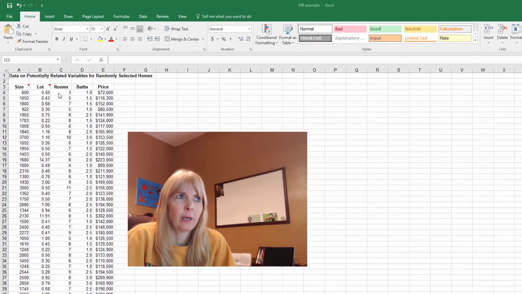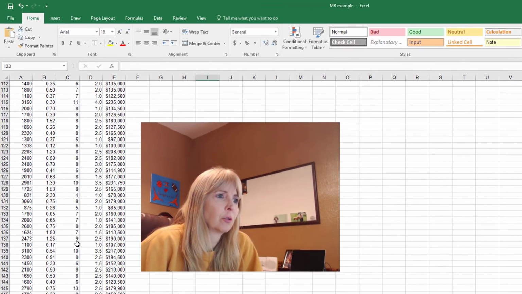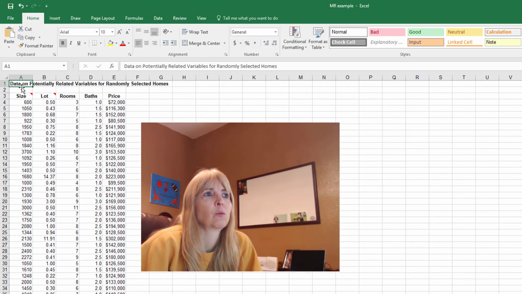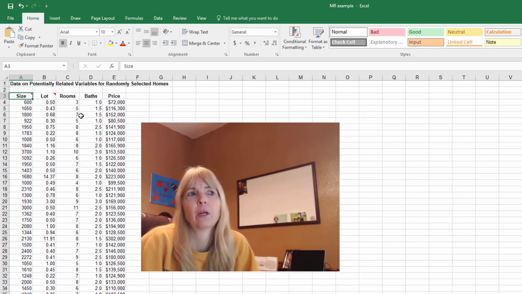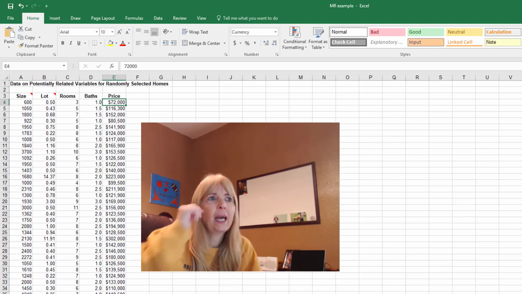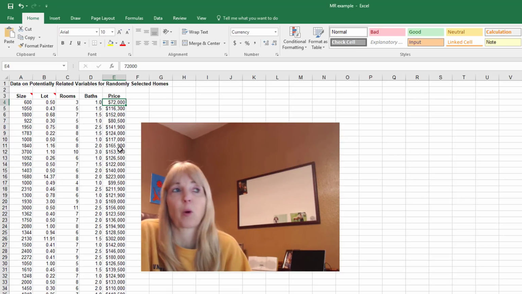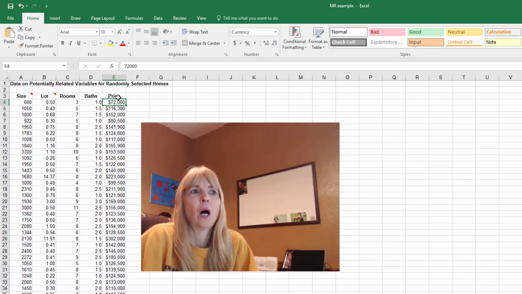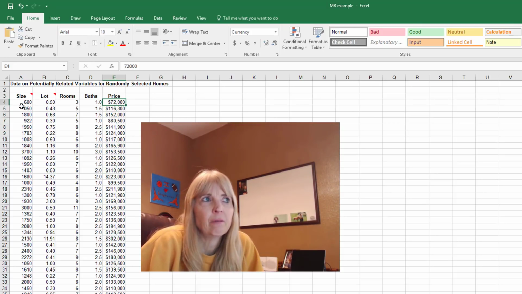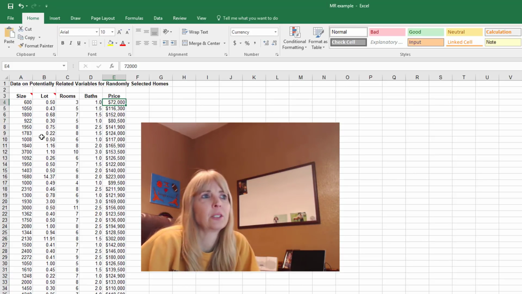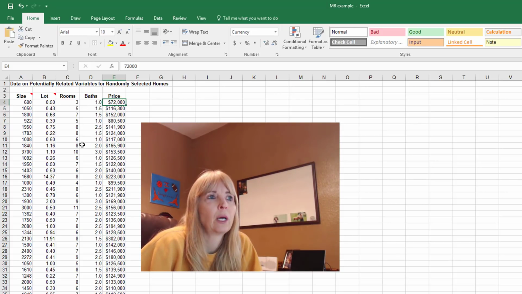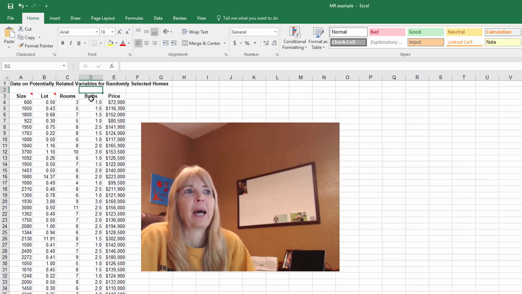Let's say that we have this spreadsheet of data. You scroll through, you can see we have 150 values, because it starts at 1, 2, 3. So starting here, 150 values, which is the actual sales price of houses, and that is what we want to predict. So our dependent variable is price, and our independent variables are the size of the house in square feet, the size of the lot in acres, the number of rooms, wow, look at that, 10-room house, and then the number of baths.